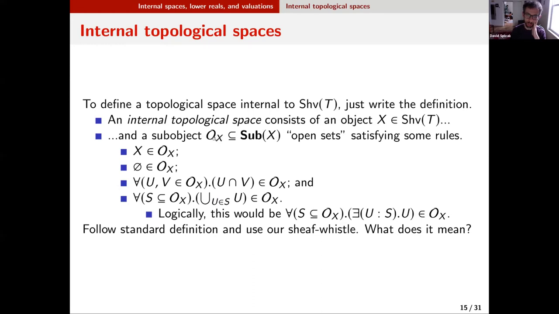So the O of X will be the open subsets, such that X is in O of X, the empty set is in O of X, and for all U and V in O of X, if U and V are open, then U intersect V is open. And for all subsets S of O of X, the union over all elements of S is again open. Each of these has a logical counterpart. This one would be that true is in O of X. This one would be that false is in O of X. This one would be that the and of two things in O of X is in O of X. This last one would be about exists.